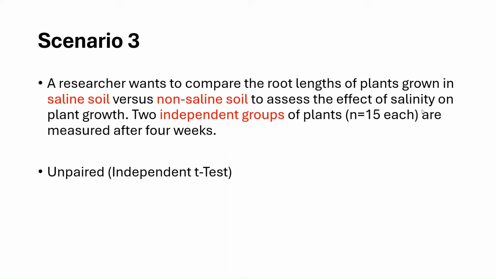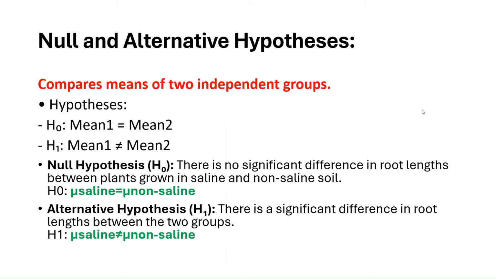That means we are comparing their root lengths, so we are applying the t-test. Another thing is that both groups are different. That means an unpaired t-test would be used, or you can say the independent t-test. How can we formulate the hypothesis from here? Normally we compare the means of two independent groups, so in general form we can say mean 1 is equal to mean 2 in the null hypothesis.